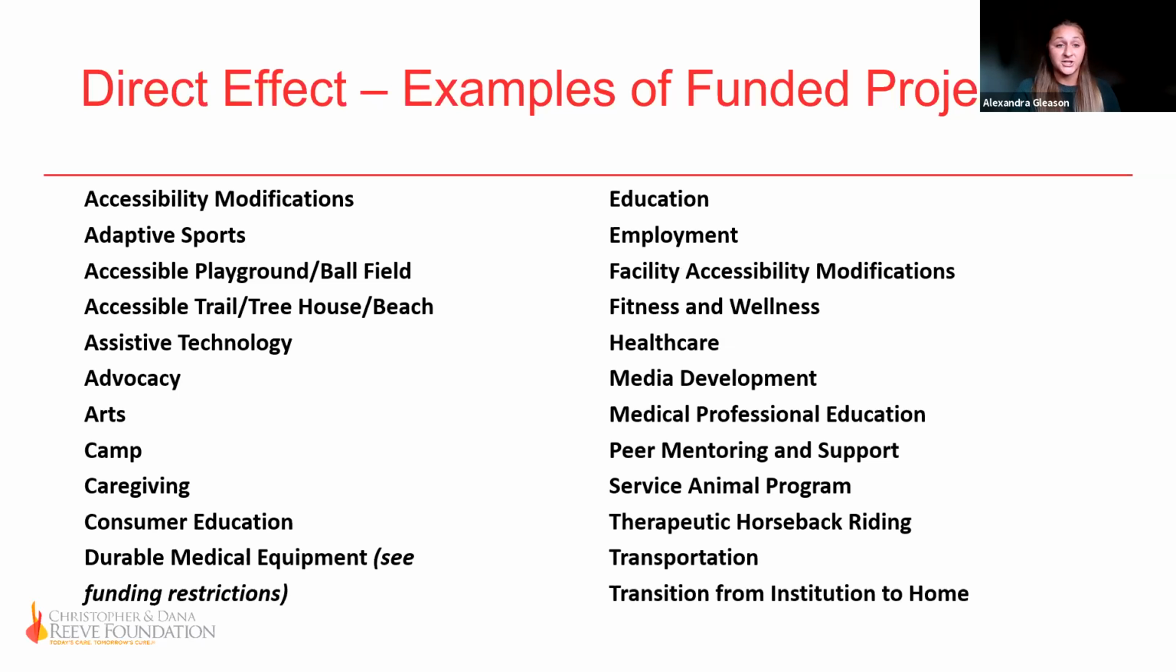Here are some of the funded projects. You can see that we fund a very wide array of project categories. We have accessibility modifications, accessible playgrounds, assistive technology, advocacy, durable medical equipment, employment, fitness and wellness, peer mentoring and support. We also fund service animal programs, therapeutic horseback riding, transportation, and transition from institution to home.